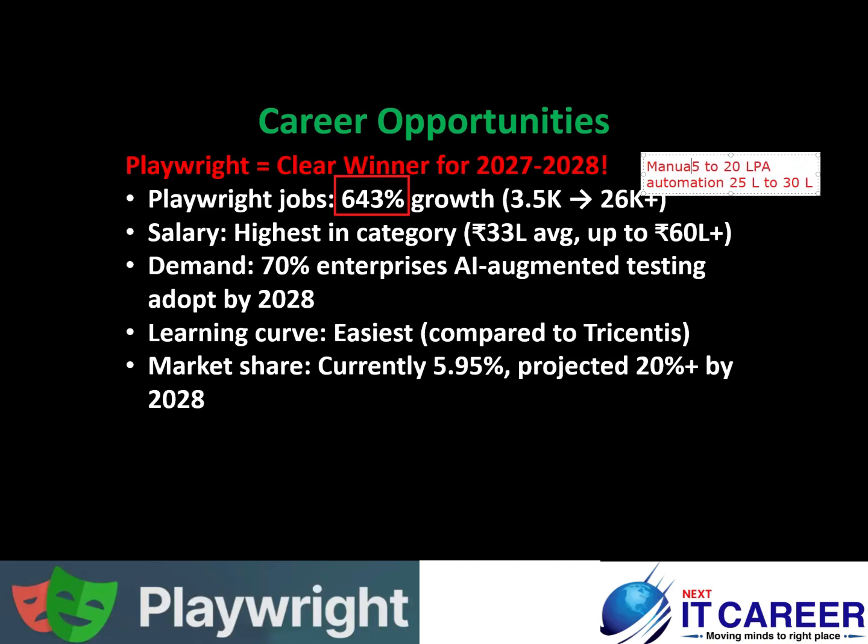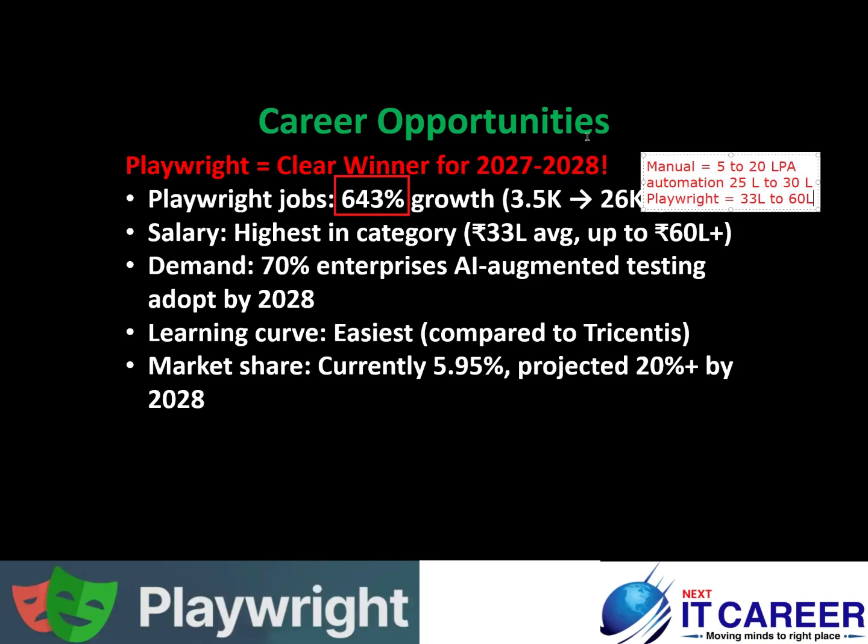Now in the market, one tool is coming that is changing these fixed ranges. That is Playwright. We can expect almost 33 lakhs package to almost 60 or 66 lakhs of package per year.